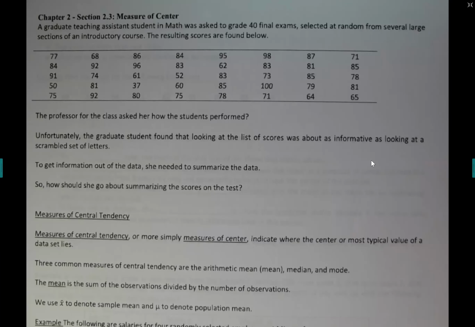To summarize the data, we introduce what we call the measures of center, and first of all we introduce the mean. The mean, right here, is the sum of the observations divided by the number of observations. One thing the graduate teaching assistant could have done for the professor is compute the mean and tell the professor what it was. Then the professor will have a very good idea on average how the class did. So that's what we call the mean.